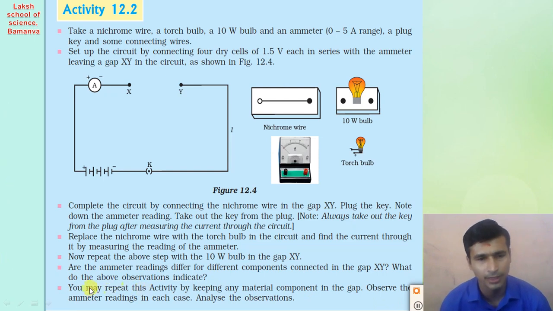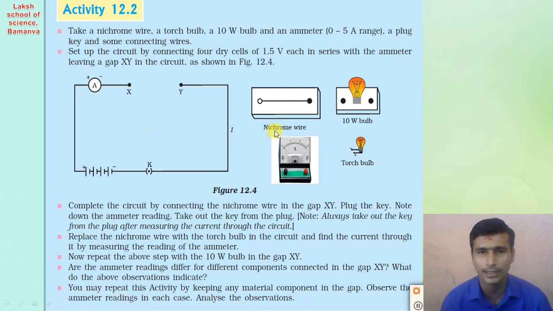So you may repeat this activity by keeping any different material in the gap. We can take a conducting wire of a different material in the gap, observe the ammeter reading in each case and analyze the observation. From this observation we can also say that the resistance of wires having the same length but different material is different, and as the resistance of the different material wires is different, the current passing through the wire is different.